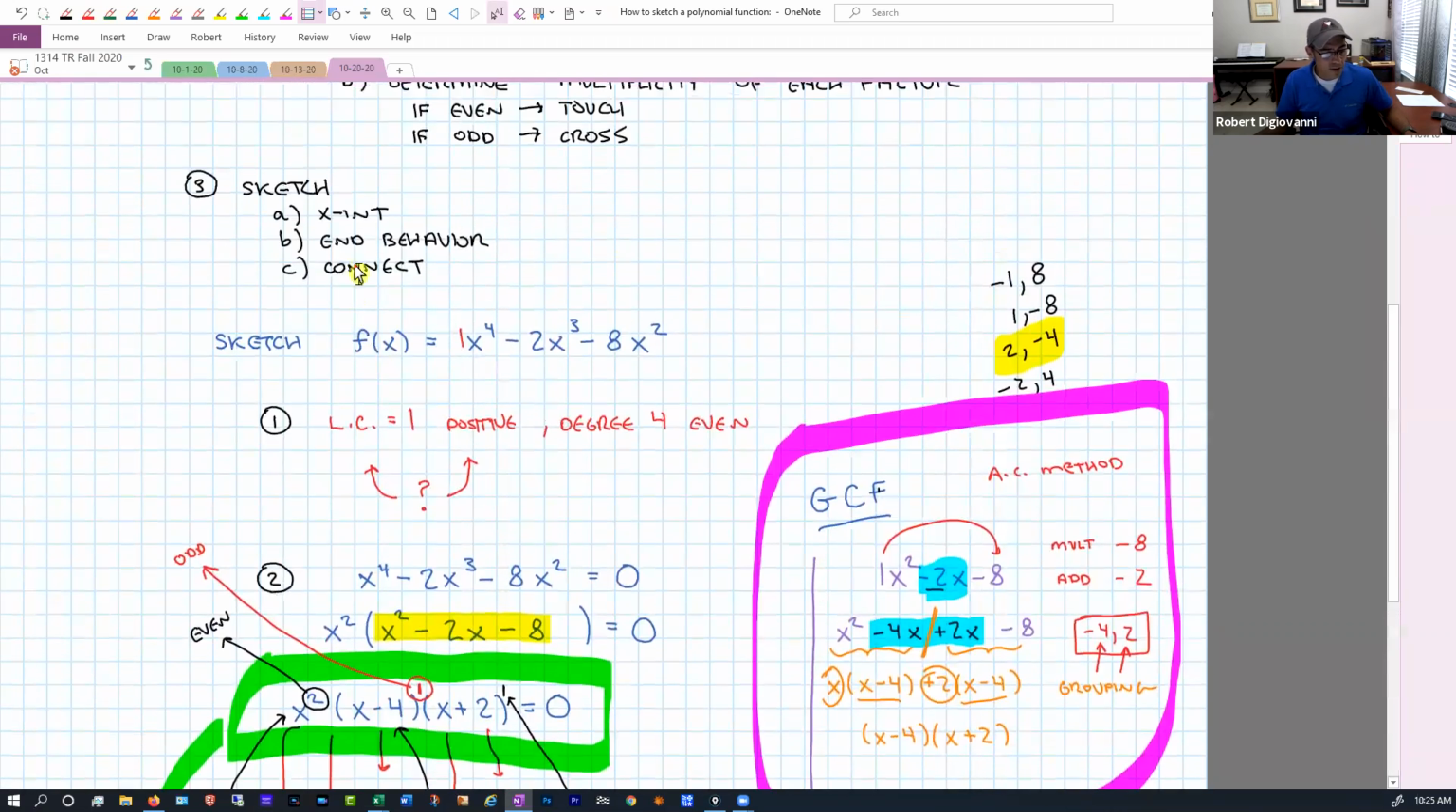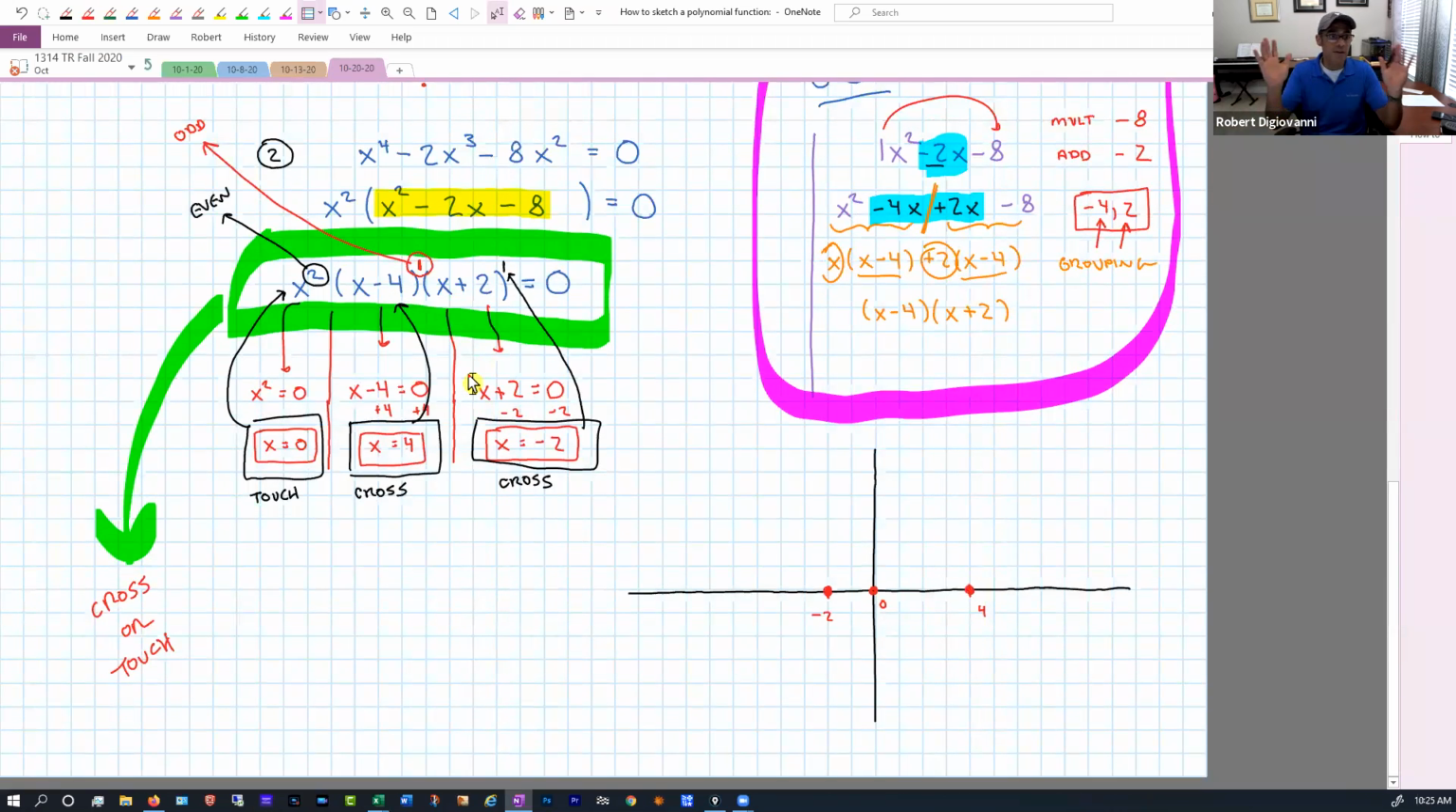Then it says end behavior is next. So we know both the left and right sides go up. So what I'm going to do is just real gently draw a little arrow going up to the left here and to the right here.